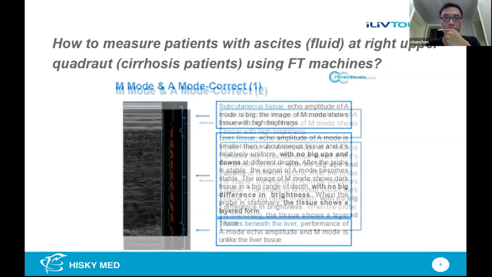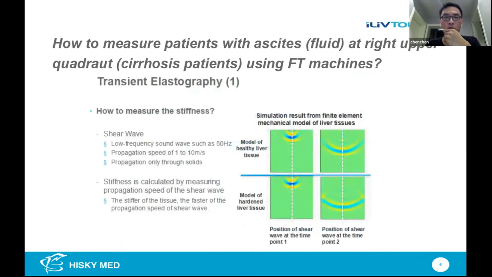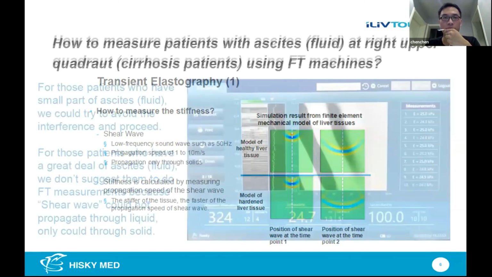And that is the correct picture because we use shear wave for the measurements. The shear wave cannot go through fluids. It can only propagate in solids. That's why we need to avoid the fluid, we need to avoid the ascites. If we measure the position with ascites, we get results, but the result has no meaning. That's why we try to avoid it.